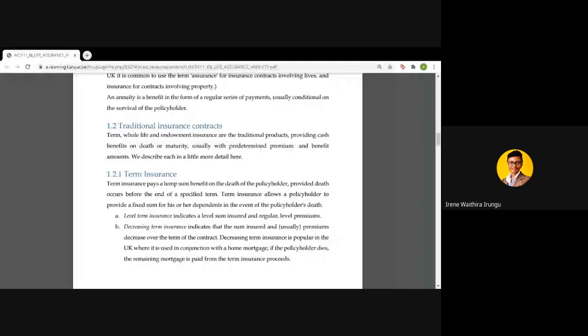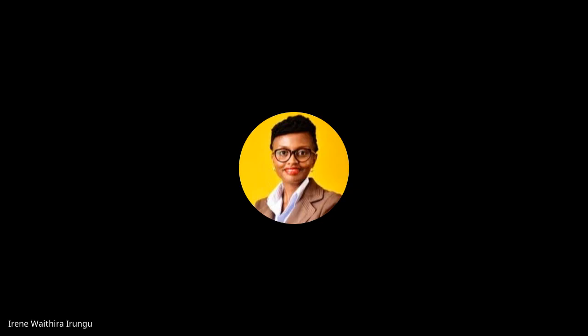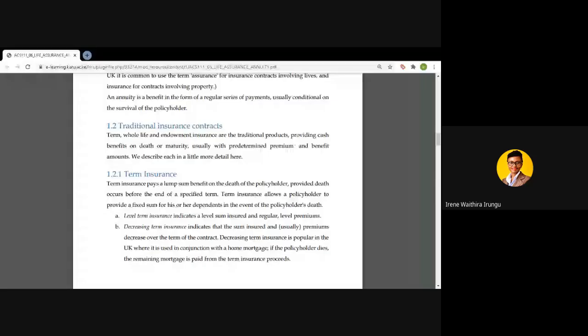So given that those are the characteristics of the term assurance, we have now modifications which now define subgroups of the term assurance. So the first one is what we call the level term assurance or level term insurance. And this indicates a level sum insured and regular premiums, which are also level.